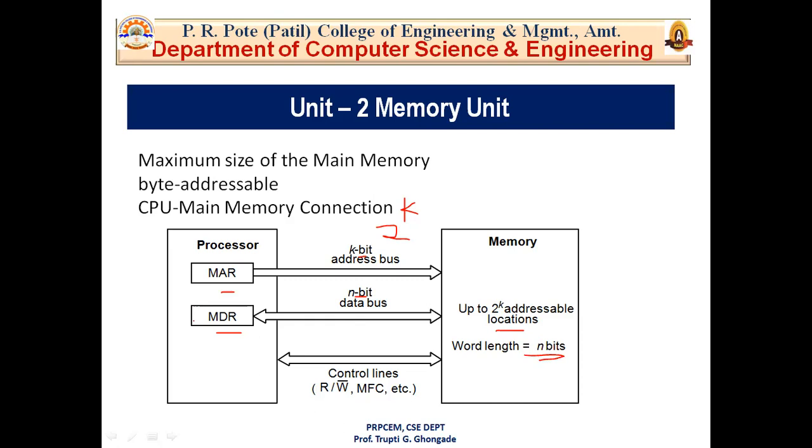Now this transfer takes place over the processor bus, which has k address lines and n data lines. This bus also includes control lines.